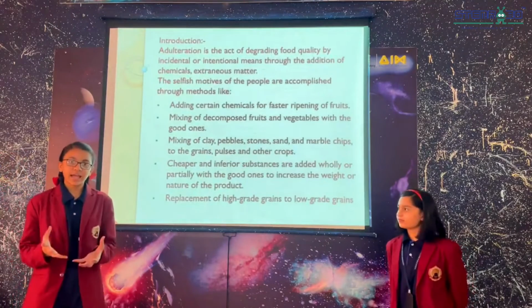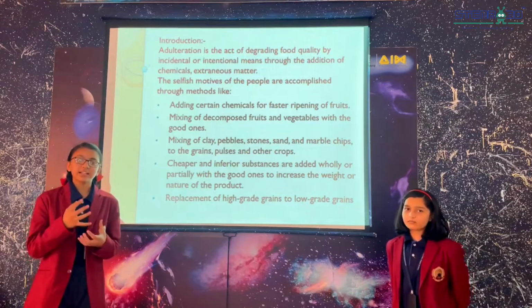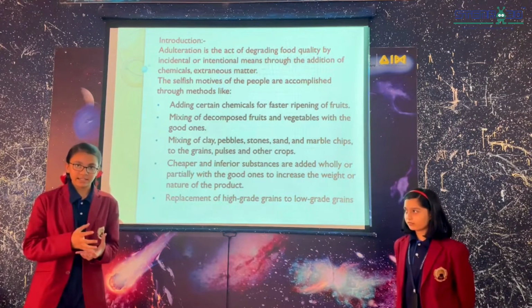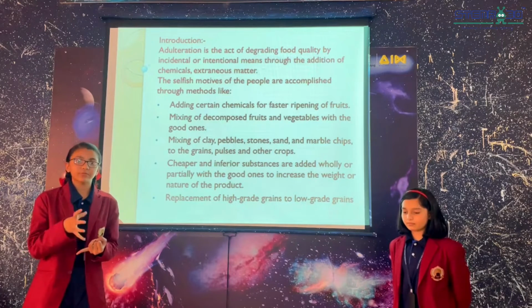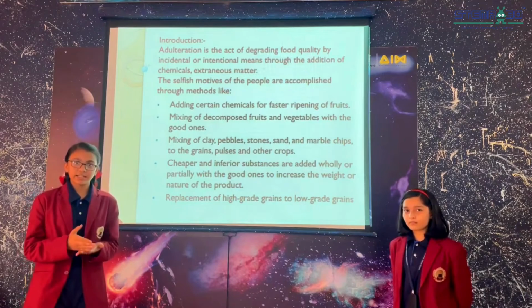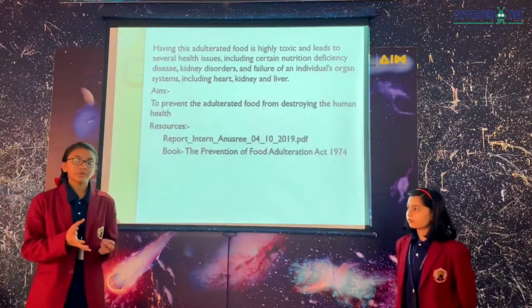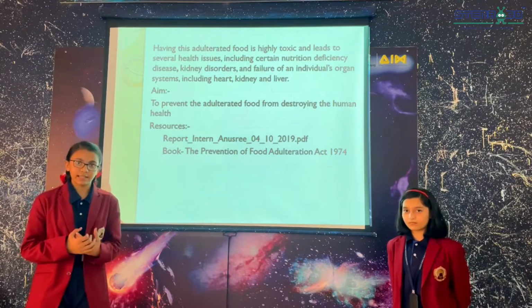Food adulteration is an act of degrading the food's quality by the addition of chemicals. The selfish motives of people are accomplished through methods like the addition of certain chemicals for faster ripening of the foods and replacement of high-grade grains with low-grade grains. Having this adulterated food is highly toxic for human health.